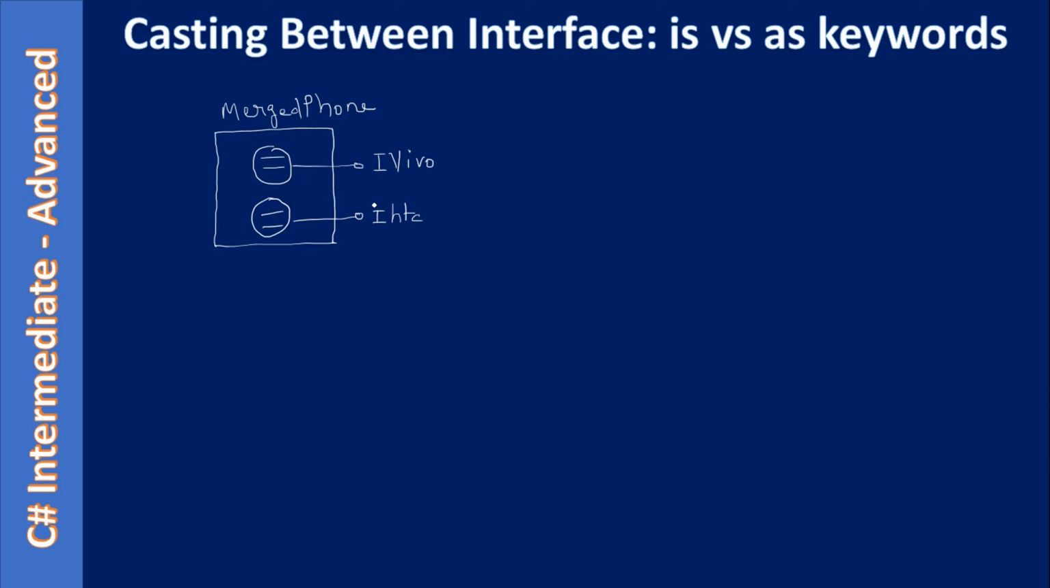So now let's say that we have the iVivo and iHTC interface implemented class merged phone. What usually happens, we will create the instance of this merged phone. So now let us consider these two statements. First we are creating the merged phone and then we hold the reference for that merged phone. So the reference type is merged phone. And in the next line we assign that reference to an HTC reference, and the type is iHTC.